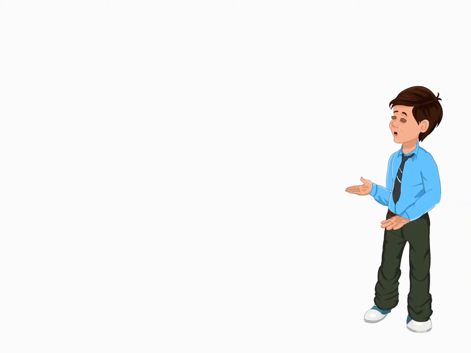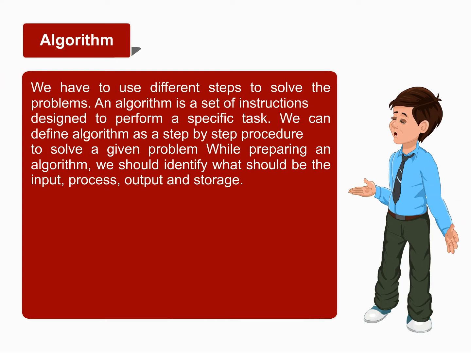discuss below. Algorithm. We have to use different steps to solve the problems. An algorithm is a set of instructions designed to perform a specific task. We can define algorithm as a step-by-step procedure to solve a given problem. While preparing an algorithm, we should identify what should be the input, process, output and storage.